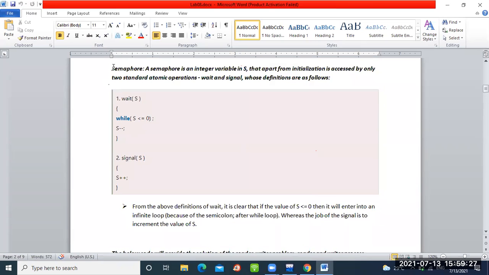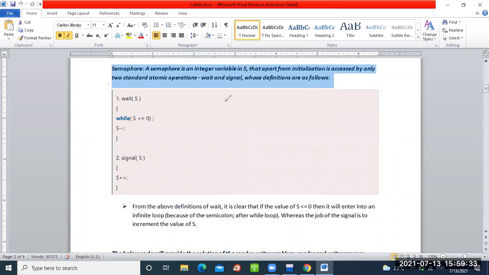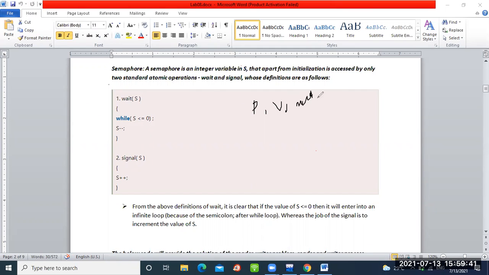ये जो आपका है ना सीमाफोर का डेफिनेशन है, ठीक है. जब भी हम सीमाफोर बोलेंगे, जो म्यूटेक्स हो या फिर आपका राइट हो या फिर पी हो, sometimes I take P, sometimes I take mutex, sometimes I take write. So these are different names of semaphore. But what is the definition? According to definition, this is our definition.